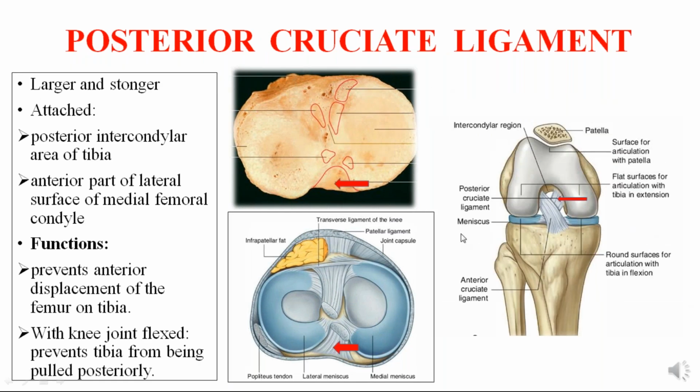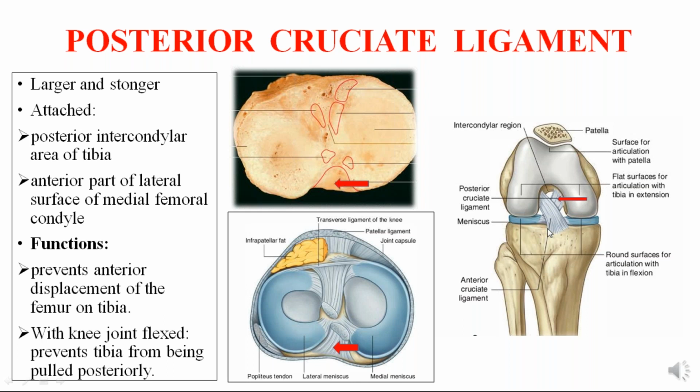We already discussed the relation of the intercondylar area. Here, the posterior most impression was for the posterior cruciate ligament. The posterior cruciate ligament is larger and stronger as compared to the anterior cruciate. It is attached to the posterior intercondylar area of the tibia. In relation also we saw this was a posterior most relation. So this is the origin point.